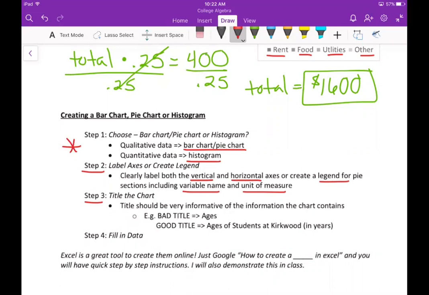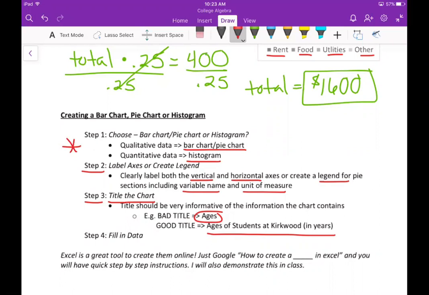Another very important thing to do when leaving no question is to create a detailed title to your chart. If we were looking at the ages of students at Kirkwood in years, we need all that information in our title. If you put just ages, I have no idea what we're looking at. So be very detailed and be very careful that you fill in all the correct pieces of information.